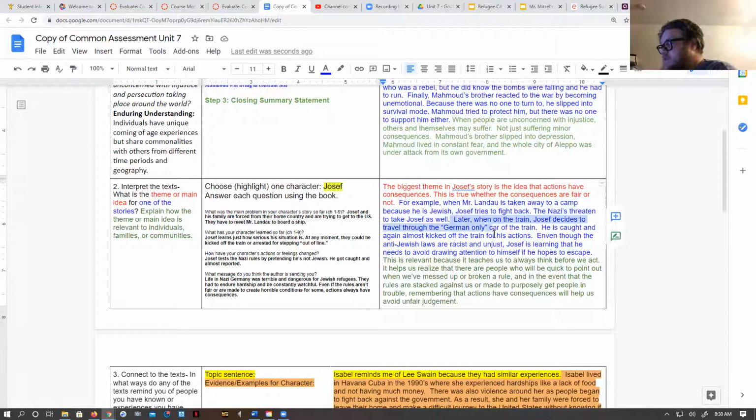Here's my second example. Later, while on the train, Joseph decides to travel through the German-only car. He is caught and again almost kicked off the train for his actions. Even though the anti-Jewish laws are racist and unjust, Joseph is learning that he needs to avoid drawing attention to himself if he hopes to escape. All right, so that's where I've given how the theme applies to the story. I've given my examples that back it up.